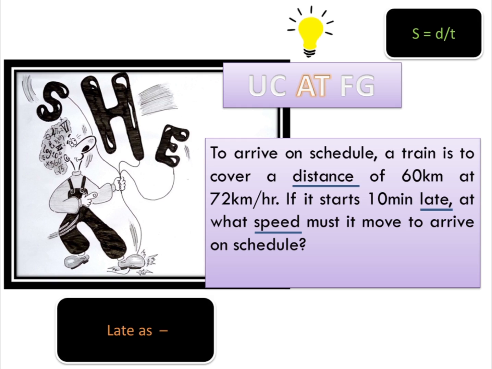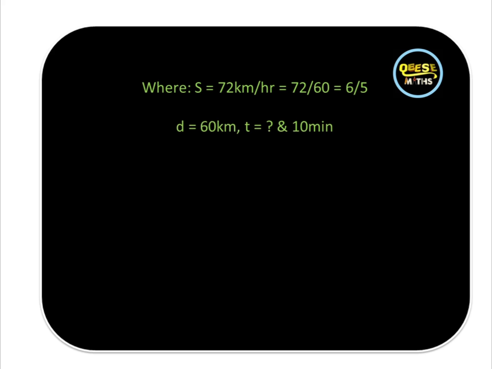Let's see how our details can be fitted into these mathematical interpretations. Here we have S as 72 kilometers per hour, which can be converted to 72 over 60, which gives us 6 over 5. And D is equals to 60 kilometers, T an unknown, and 10 minutes. From the arithmetic terms, the two interpretations we're able to come up with were S is equals to D over T and the minus sign.